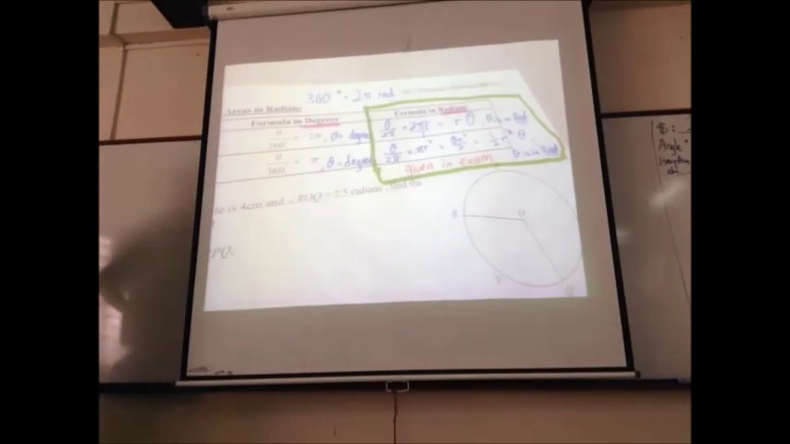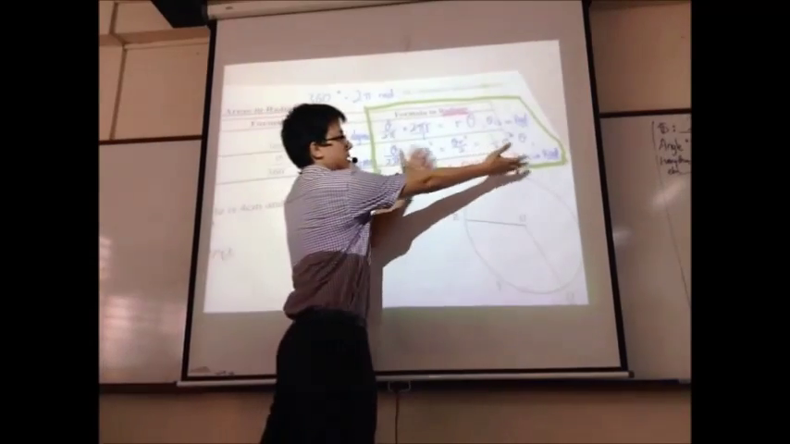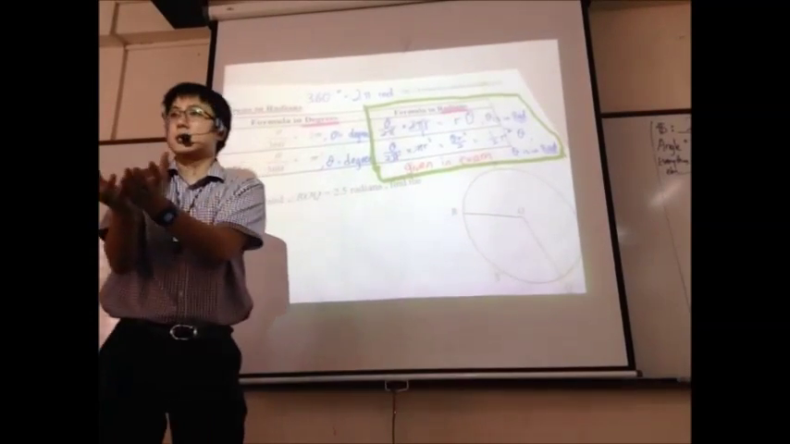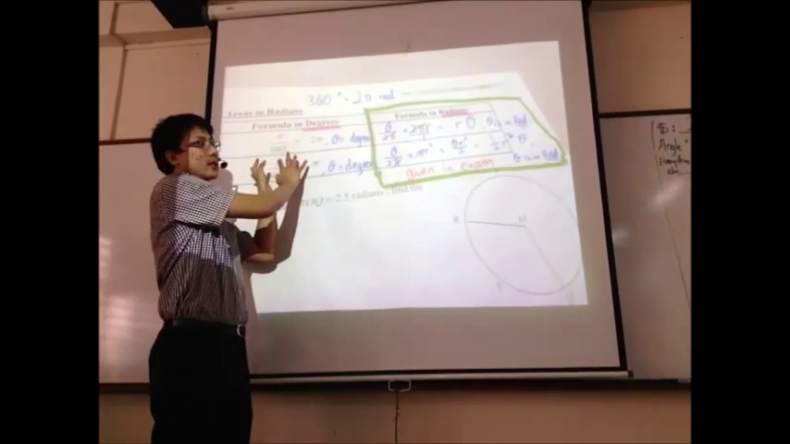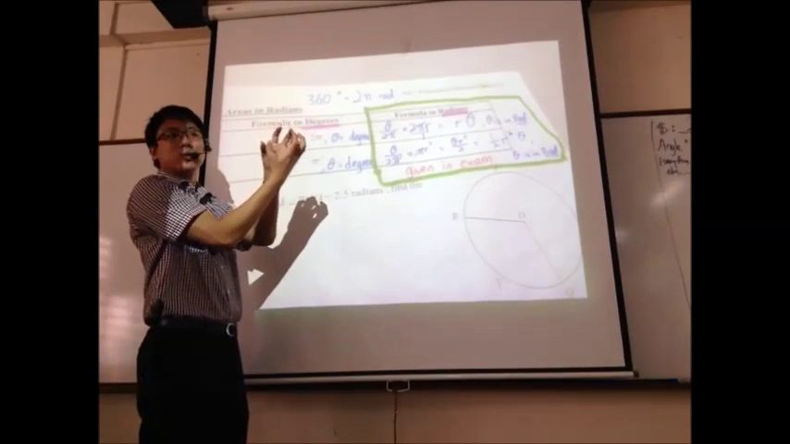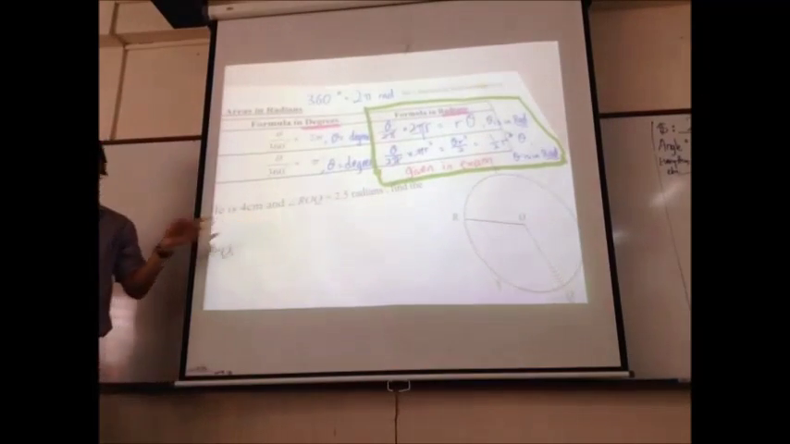Now, question. When do we use this? We look at the theta. If the theta is in degree, I use this set of formula. If the angle, theta, the unknown is in radian, I use this set of formula. Okay? Let's look at the bottom one.